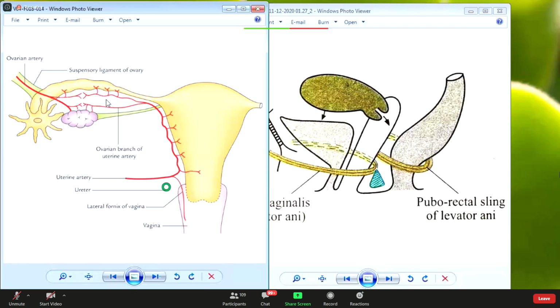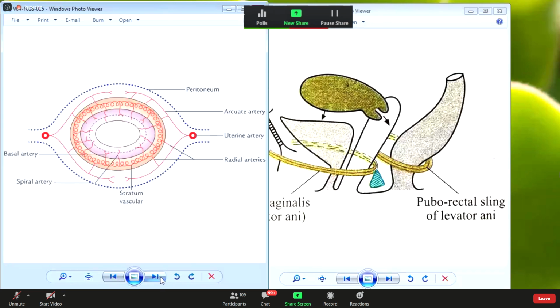And the blood supply, I already told you, the medial two-thirds is from the uterine artery, one-third is from the ovarian artery. You can see it and you'll study it in detail. Sorry, there is a time limitation. Now comes the ovary.